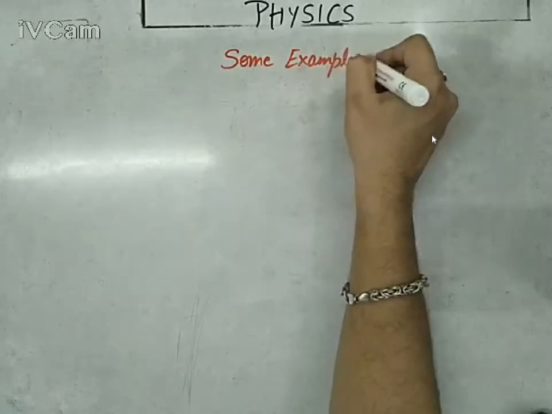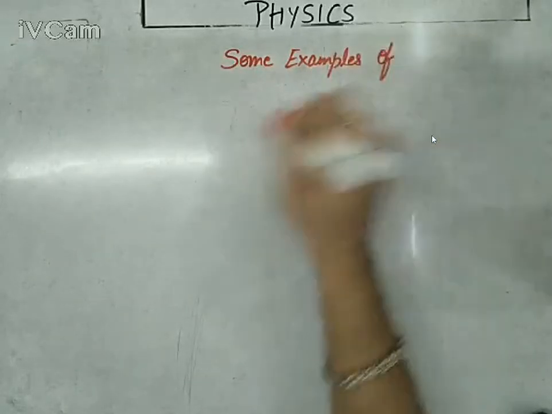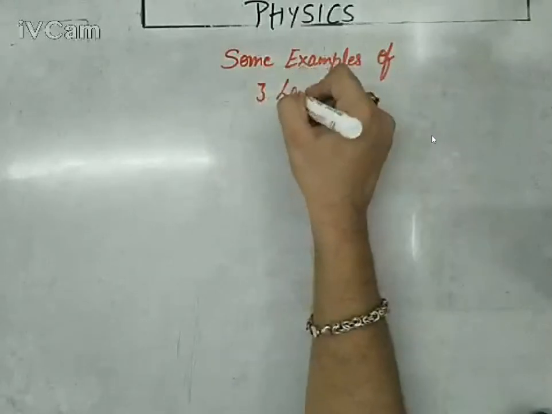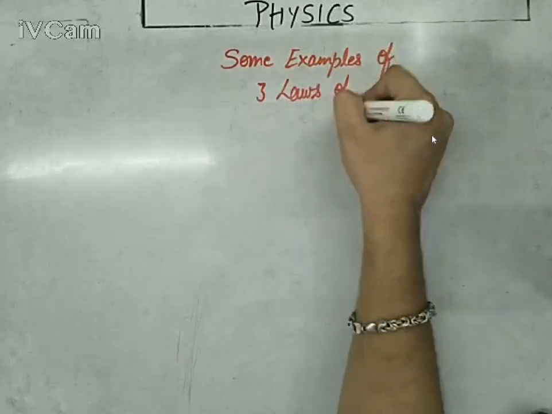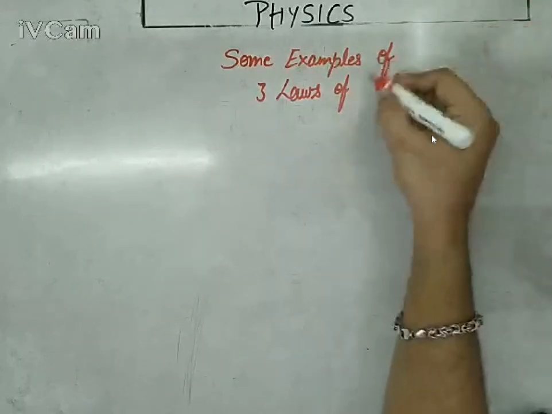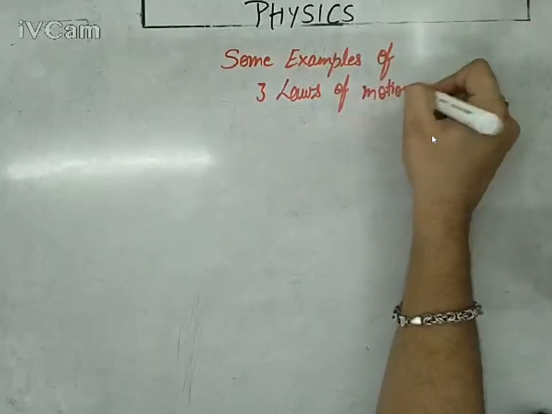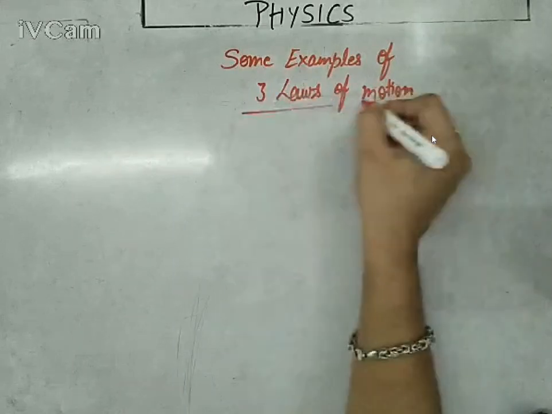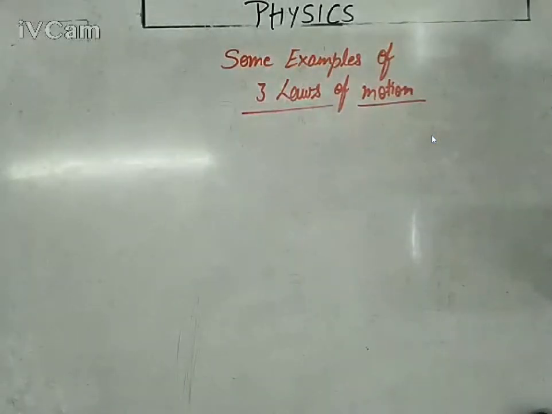Some examples of three laws of motion. The first example is motion on an inclined surface.